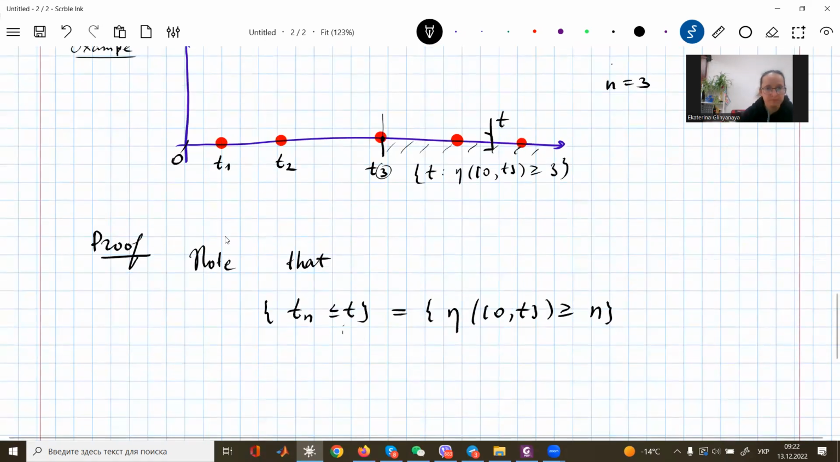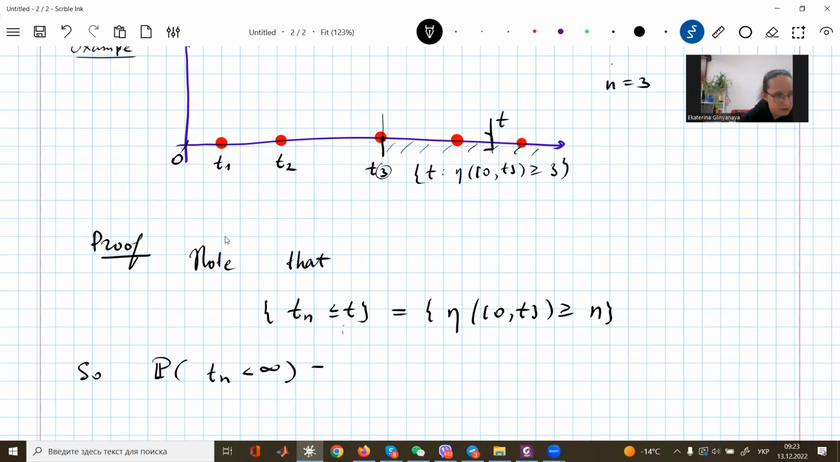Also, we should note that from this follows that the probability that for every n, Tn is less than infinity is 1. So we have this for almost all n natural numbers.